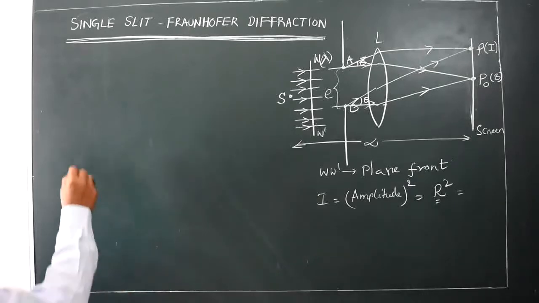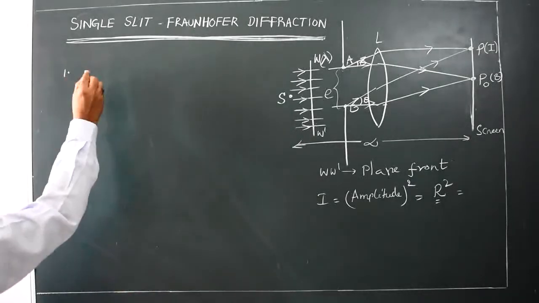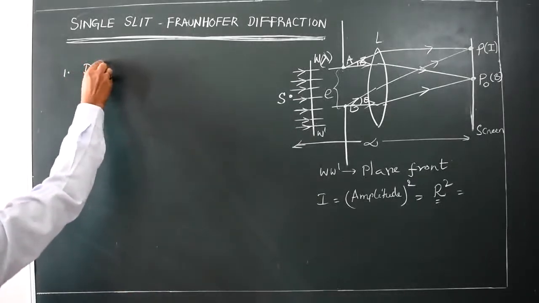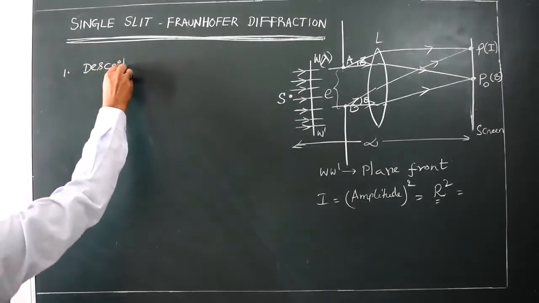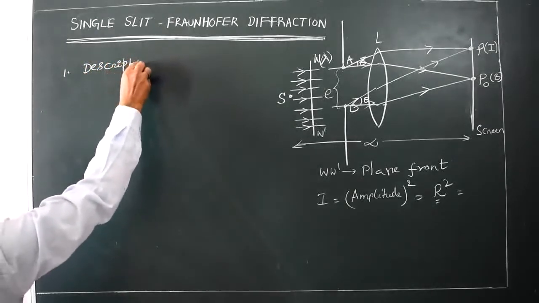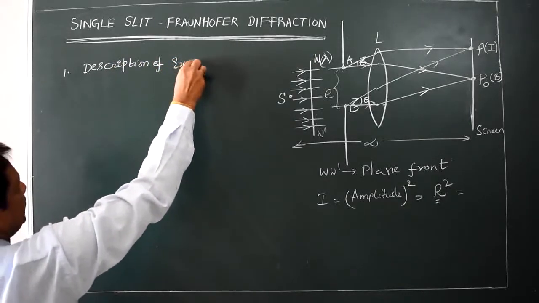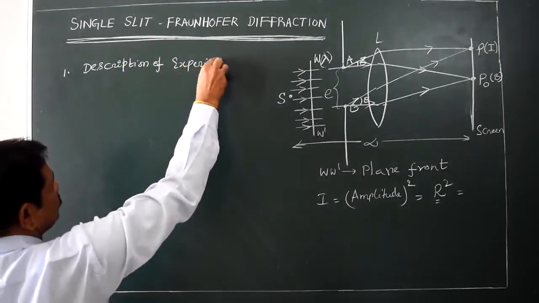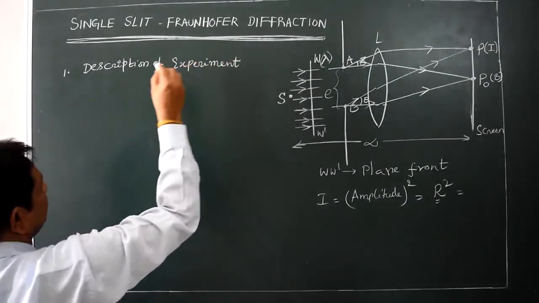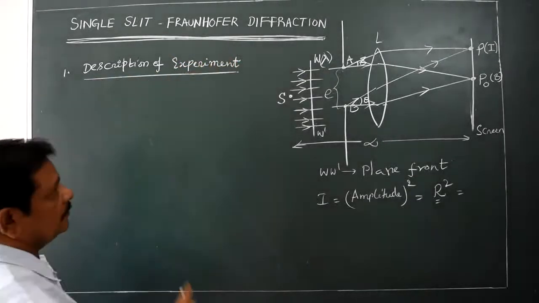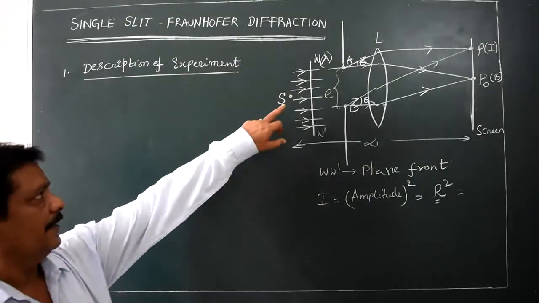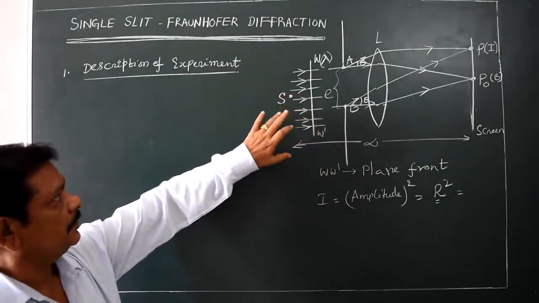So the first part of this single slit diffraction is the description of the experiment. How can we explain the description of the experiment? What you are taking in this experiment has to be explained, the description. Now let us once again repeat the description.